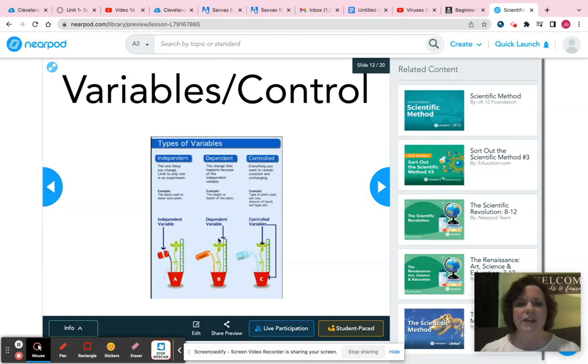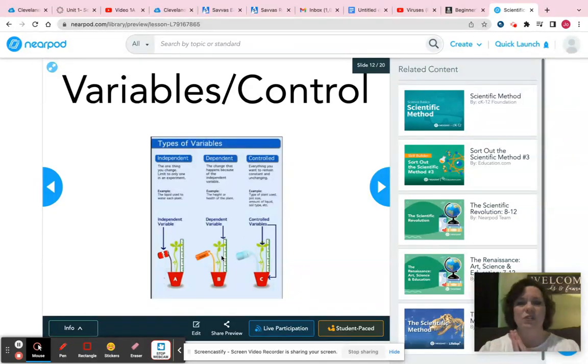Our dependent variable will be the data that we collect. Every day we're going to measure each one of these plants and we're going to put it in a data table. That's our dependent variable. That is the plant growth or the plant height, and that depends on our independent variable. That depends on the liquid that we're giving them.